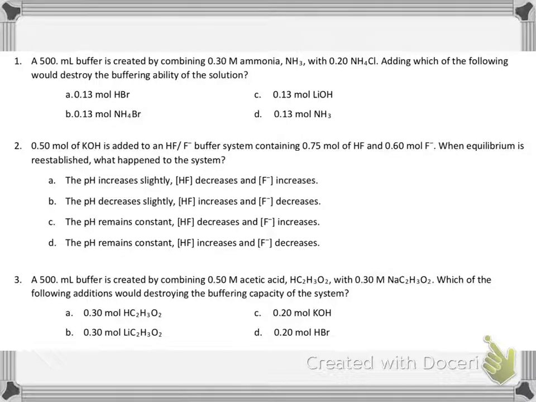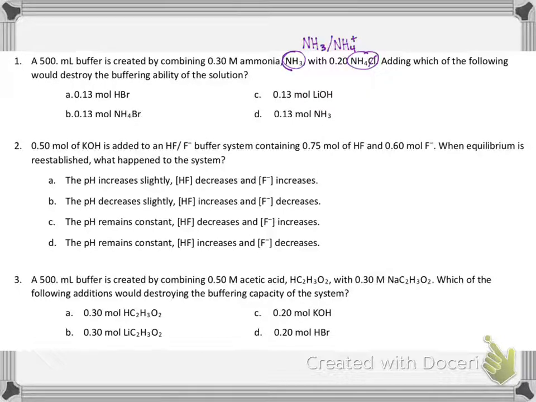In the first one, they're asking what would destroy the buffering ability of the solution, which means adding either more acid than you have base or more base than you have acid. Now, I want you to watch out for something here. When you have questions like this, it is absolutely essential to identify your buffer system. This buffer system is working with a weak base, ammonia, and its conjugate acid, ammonium. That means if you add a chemical containing ammonia or ammonium, you can't destroy the capacity of the buffer. You could only make it better.